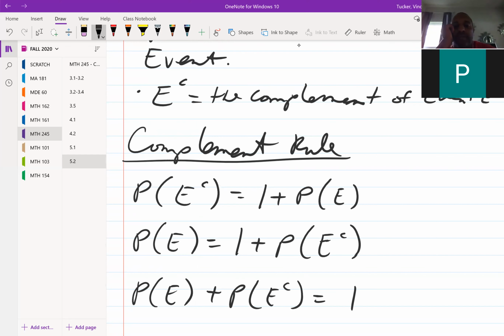All right, so for the complement rule, there are 3 different ways of representing that relationship. The probability of your complement is going to be 1 minus the probability of your event. Probability of your event is 1 minus the probability of your complement. And it also means the probability of your event plus the probability of your complement is going to equal 1. So that's always the relationship between the event and its complement.